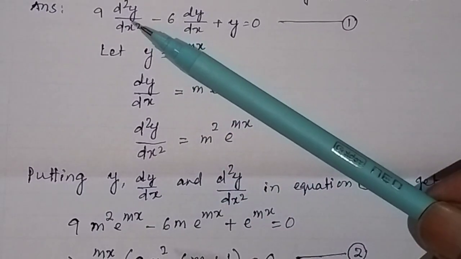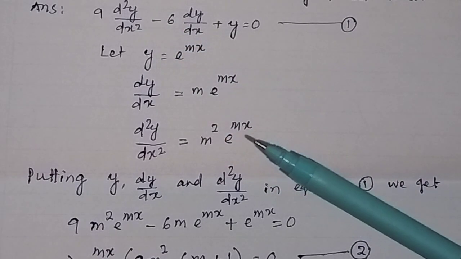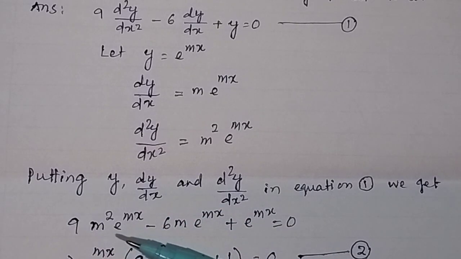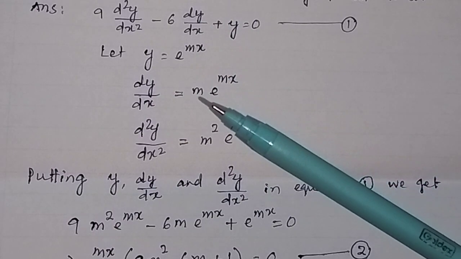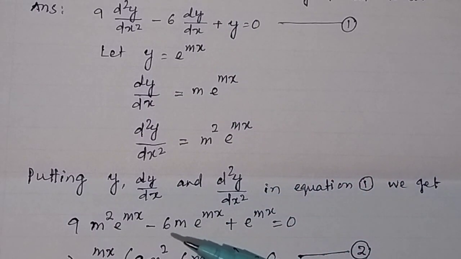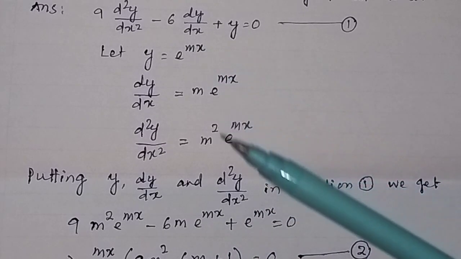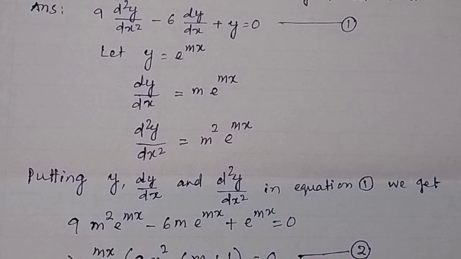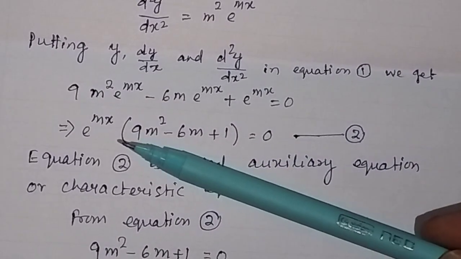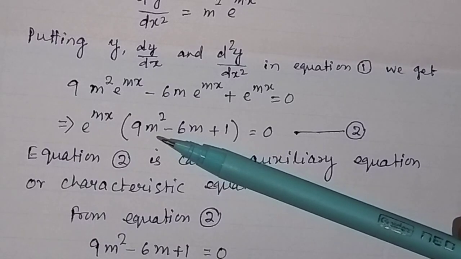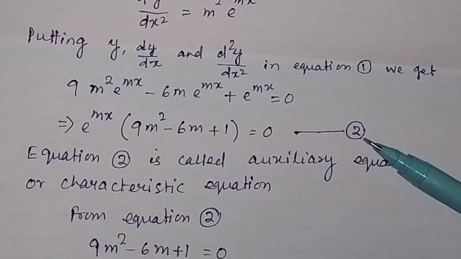You see, the first term is 9 into the second derivative of y with respect to x, that is m square e to the power mx. So 9 m square e to the power mx, minus 6 into the first derivative, that is 6m e to the power mx, and plus y, that is plus e to the power mx, is equal to 0. If you take e to the power mx common, in the bracket you have 9m square minus 6m plus 1, that is equal to 0. Suppose this is equation number 2.